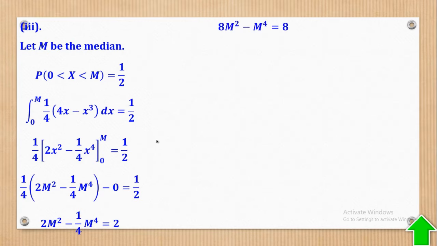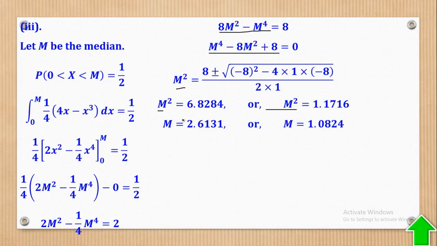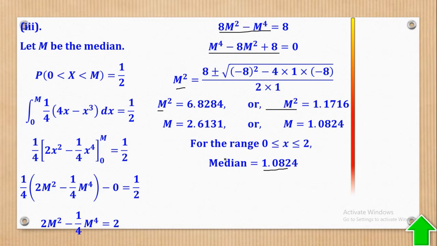Then multiply throughout by 4 to come up with that, and rearrange to get an equation of degree 4 to come up with that. Then we can now use the quadratic formula to get m squared first. When I use it to get m squared first, the values of m squared will be this and that. But they want the value of m, so I have to put square root on both sides to come up with that. So for the given range, which is from 0 to 2, it implies that the median is positive 1.0824. So basically that's what they wanted.